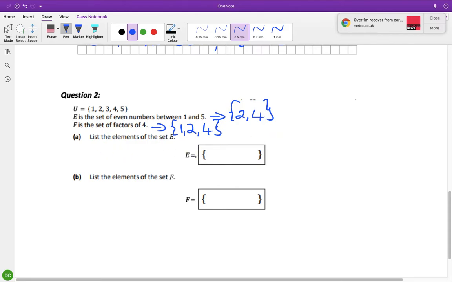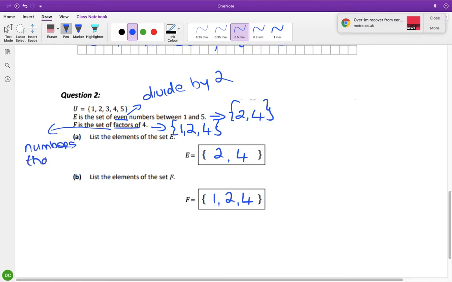List the elements of set E. It's 2 and 4. And list the elements of set F. It's 1, 2, and 4. Even numbers are numbers that divide by 2. And factors are numbers that divide in evenly.